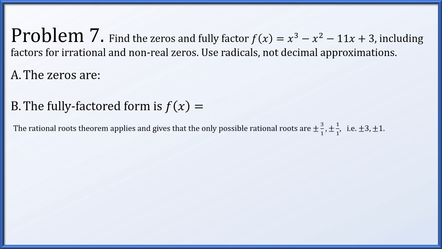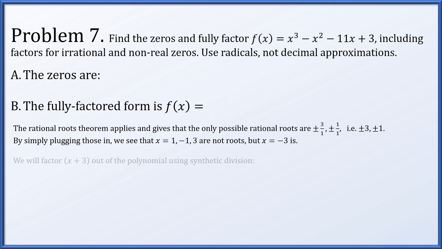The rational roots theorem does apply because we have a polynomial whose coefficients are all integers. Any rational number which happens to be a root must be of the form a factor of the constant term 3 over a factor of the leading coefficient 1. There's not that many factors, plus or minus 3 over 1 or plus or minus 1 over 1. So we have four rational numbers that might be roots, and if we simply plug them in to test if they are, 1, negative 1, and 3 are not roots, but negative 3 is.